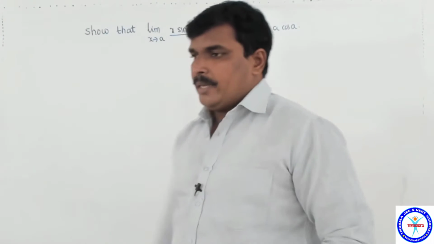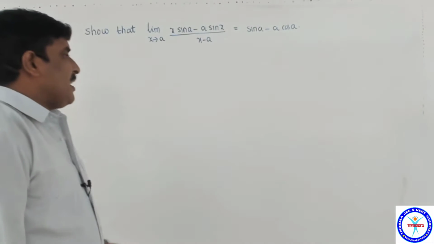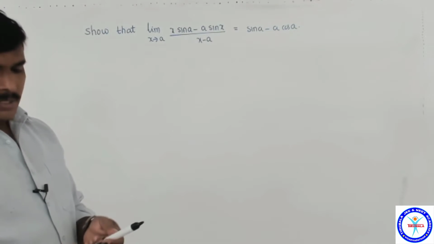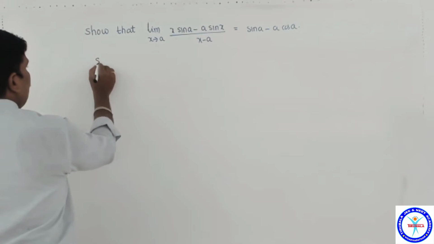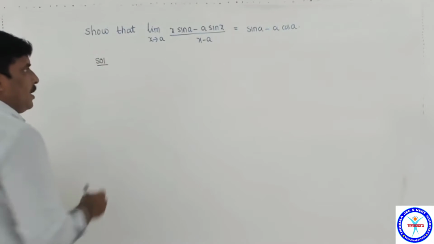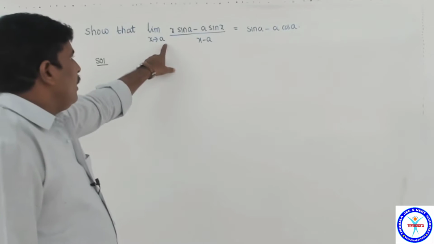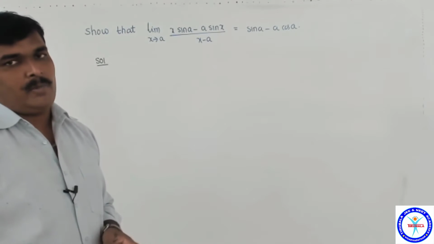Write down. Show that limit x tends to a of (x sin a minus a sin x) by (x minus a) equals sin a minus a cos a. So this is also a very important question. If you substitute x directly, as x tends to a we get a sin a minus a sin a, which is 0 by 0. This is an indeterminate form.